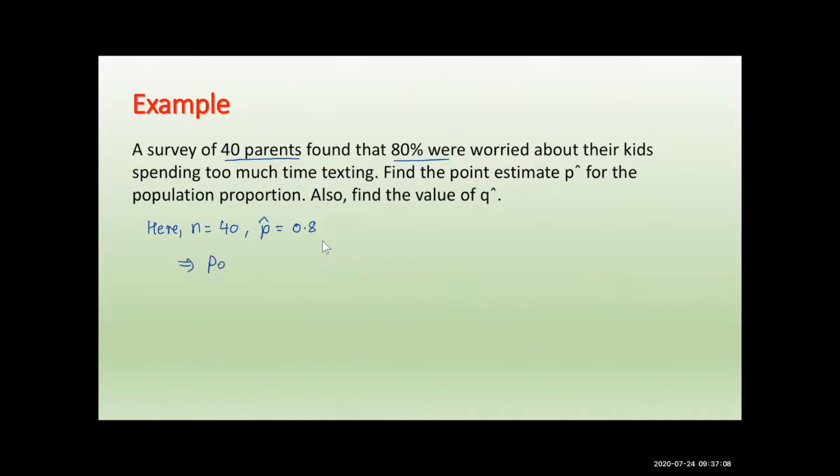This implies the point estimate p hat is equal to 0.8, because the point estimate is the mean of the sample or the proportion. In this case, it is the proportion, so it is 0.8. Also, after we have p hat, we are asked to find q hat. Now, q hat will be equal to 1 minus p hat. So 1 minus 0.8, which is equal to 0.2. So that is your q hat.